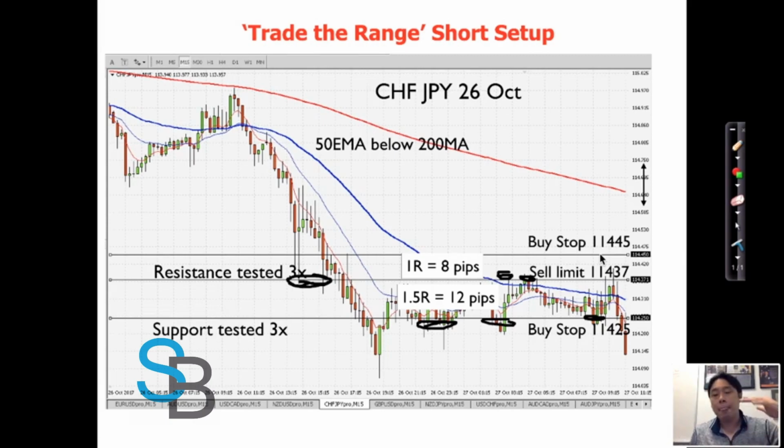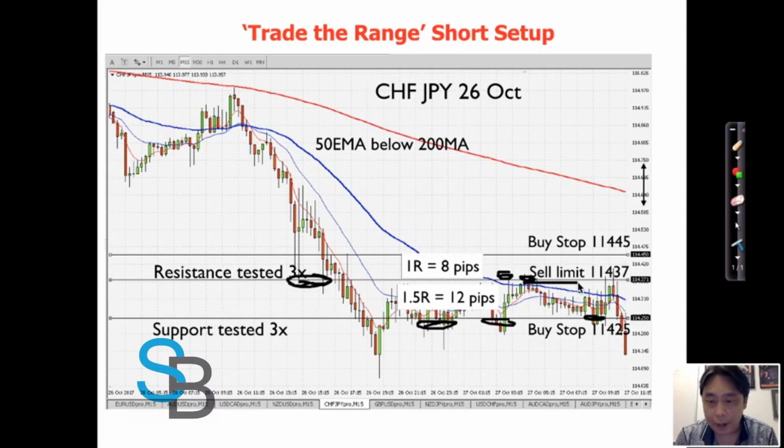As long as, remember, when you're going short, your resistance must be below the 200 moving average. That is a must, okay? And when you're going long, your support level must be above the 200 moving average. So that's a criteria that must be met.